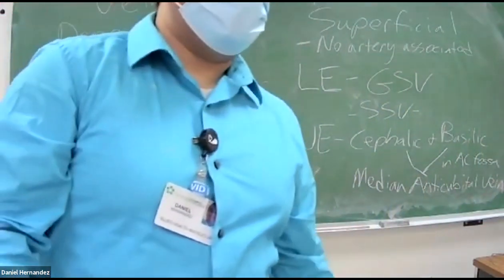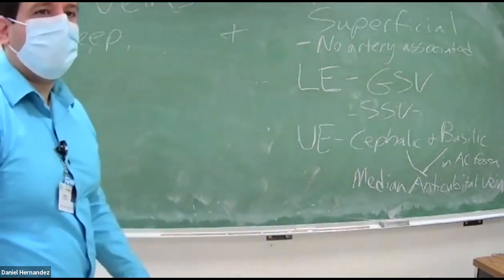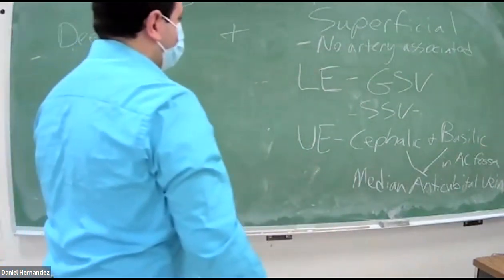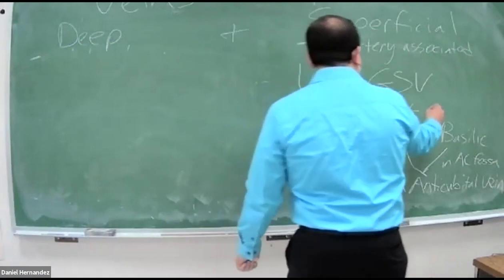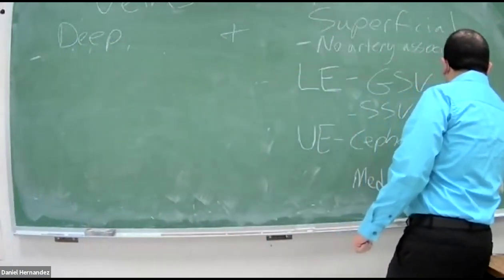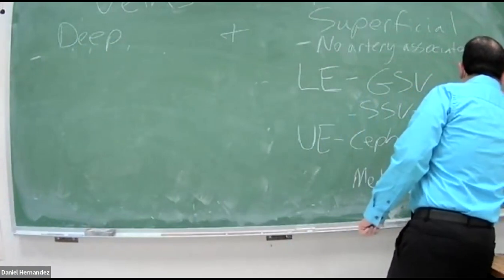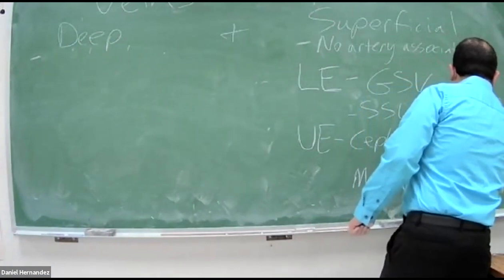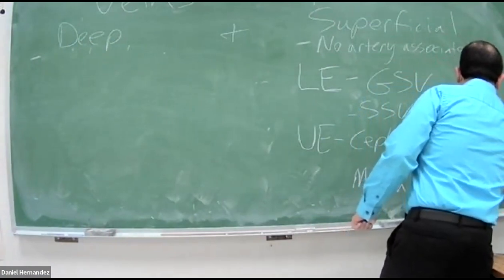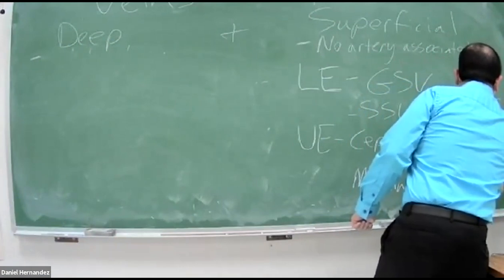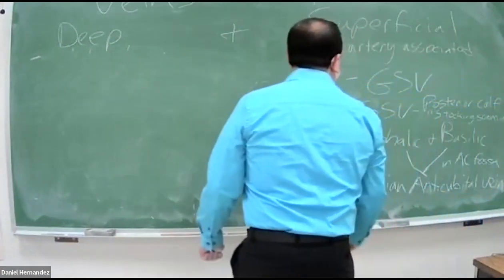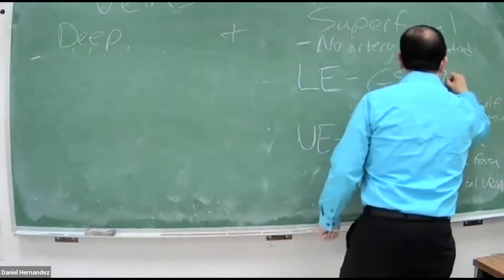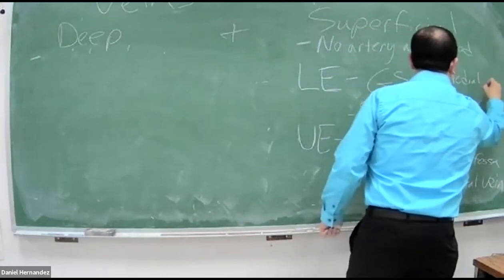Do you guys need me to go over where these vessels run, or are you familiar with their location? Like small saphenous vein is posterior calf, also called stocking seam vein. Greater saphenous is in the medial lower extremity.